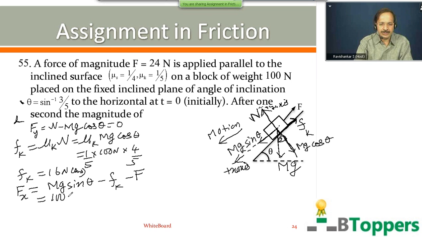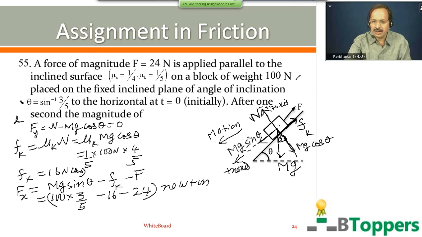Weight mg is given as 100 newtons. Sin theta is equal to 3 by 5. The magnitude of kinetic friction is equal to 16 newtons. F is given as 24 newtons. So you can simplify this, and you get the magnitude of the x component of the resultant force as 20 newtons.